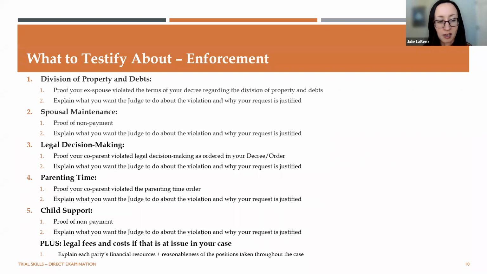For legal decision-making, show proof that your co-parent violated the legal decision-making orders and explain what you want the judge to do and why. For parenting time, you want to show proof that your co-parent violated the parenting time order and explain what you want the judge to do about the violation and why. Child support, show proof of non-payment, and explain what you want the judge to do as a remedy. And then if legal fees and costs are at issue in your case, then you can get into financial resources and reasonableness as well.